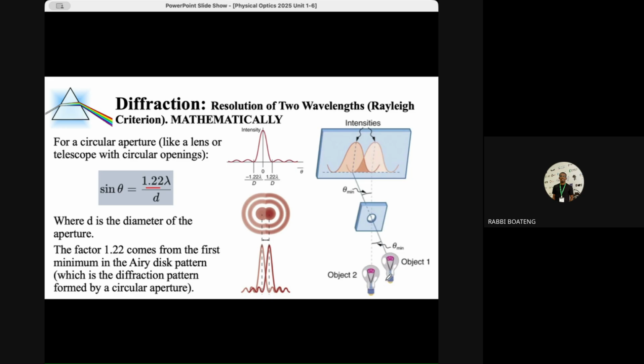Is that okay? By the end, if we have one object of a wavelength, we have another object of a wavelength, Rayleigh is just telling us how we can resolve these two, is that okay? Where we should be expecting that the two peaks at the middle should just touch each other. Is that okay? And we can use this formula to find the angle that we need, the wavelength, and even the diameter of the aperture that we have to use. Is that okay?